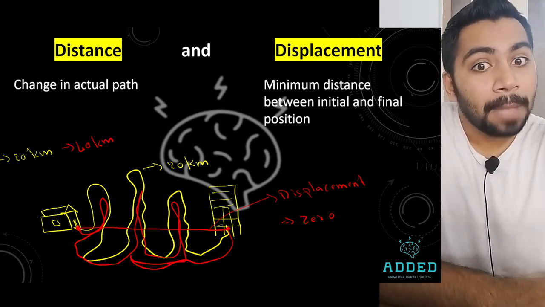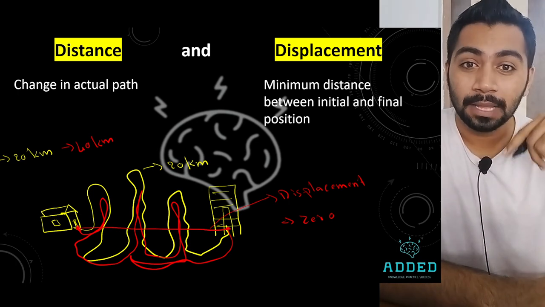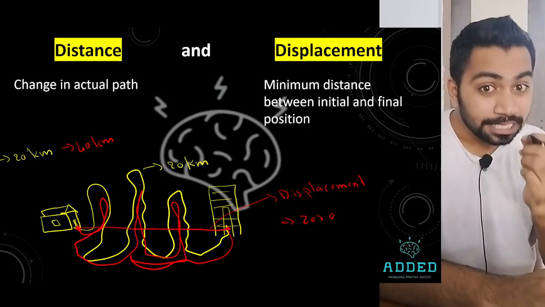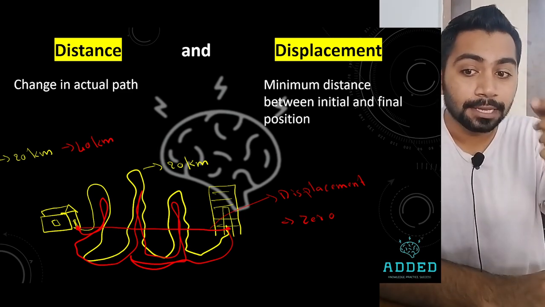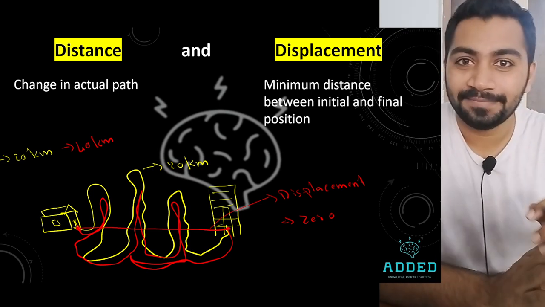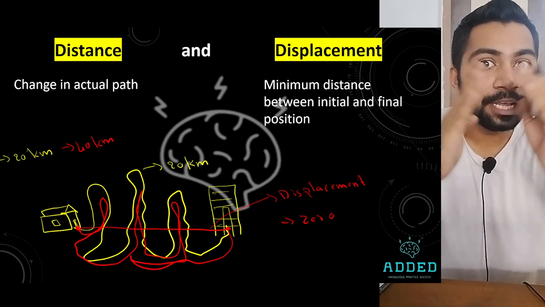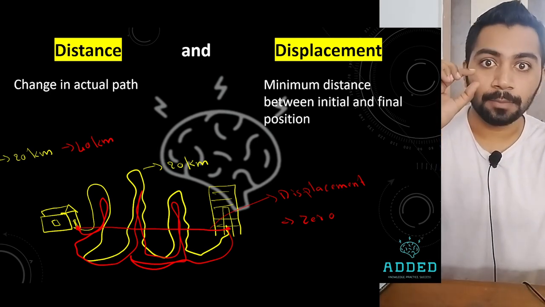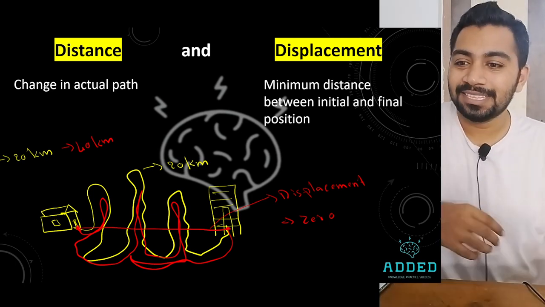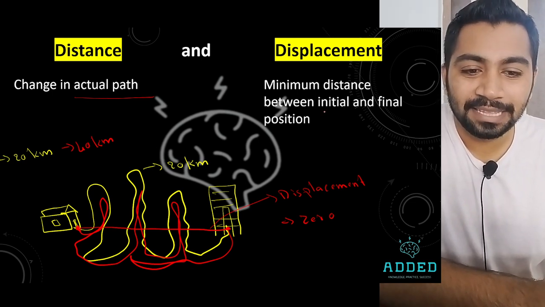Distance means actual path. Whatever the road you are covering, actual path. But displacement means distance between initial and final. Starting, ending. Displacement means distance between starting and ending. Very simple. From morning when you leave your home to school, 10 kilometers, 20 kilometers is there. Initial point, final point. Now when you return, initial point, final point same. Then displacement becomes zero. See, distance is actual path. Displacement is minimum distance between initial and final point.